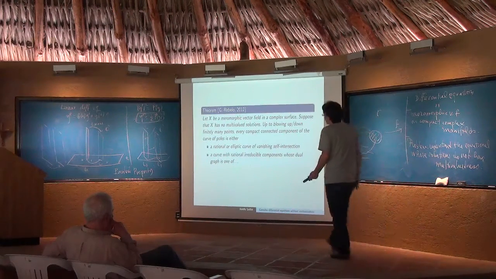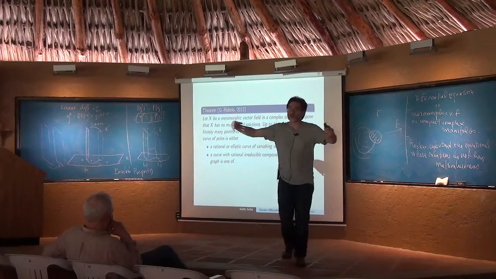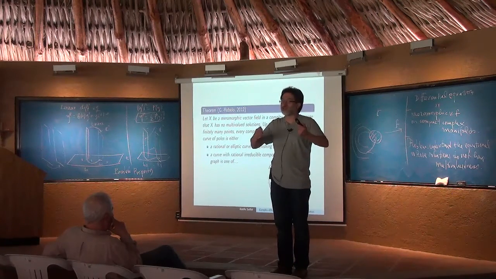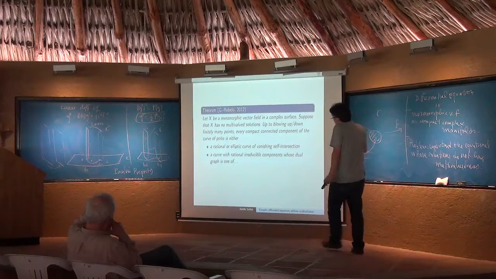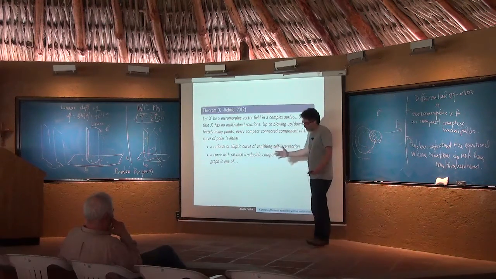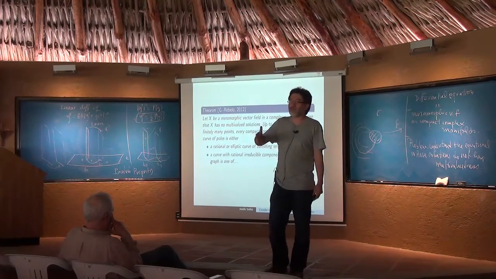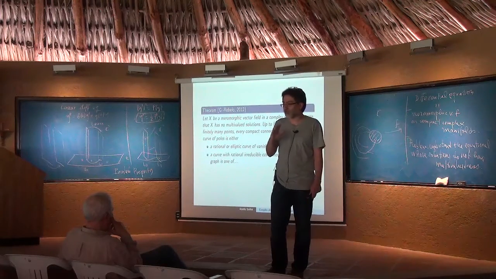So suppose that your vector field does not have multivalued solutions, and then you have your compact connected component of the curve of poles. We can describe exactly what this curve of poles should be. This absence of multivaluedness imposes some restrictions on this curve of poles, and the description is the following. What can happen is, for example, that this curve of poles is a rational curve, a sphere, or an elliptic curve, a torus, of vanishing self-intersection. That's one of the possibilities.